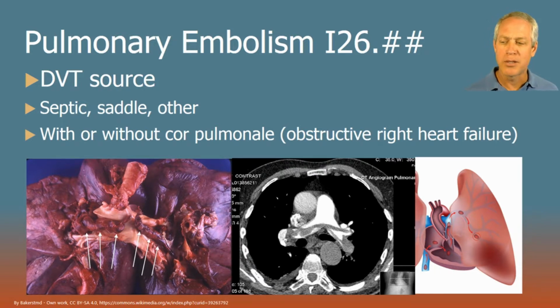So the coding implications of these are septic, saddle, or other. And honestly, the other is the one you're going to come across the most. And then with or without cor pulmonale. So the resistance of outflow of blood from the clot may cause the right heart to become enlarged and back up, and ultimately can fail completely. It just depends on the size of the clot and how persistent it is.